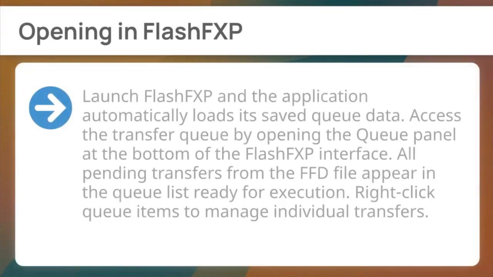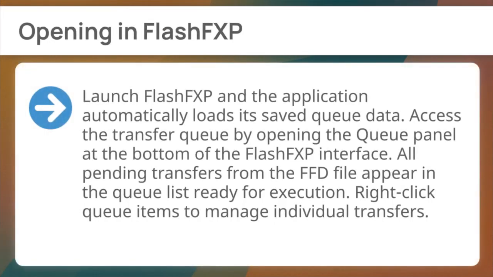First, opening in FlashFXP. Launch FlashFXP and the application automatically loads its saved queue data. Access the transfer queue by opening the queue panel at the bottom of the FlashFXP interface. All pending transfers from the FFD file appear in the queue list, ready for execution. Right-click queue items to manage individual transfers.